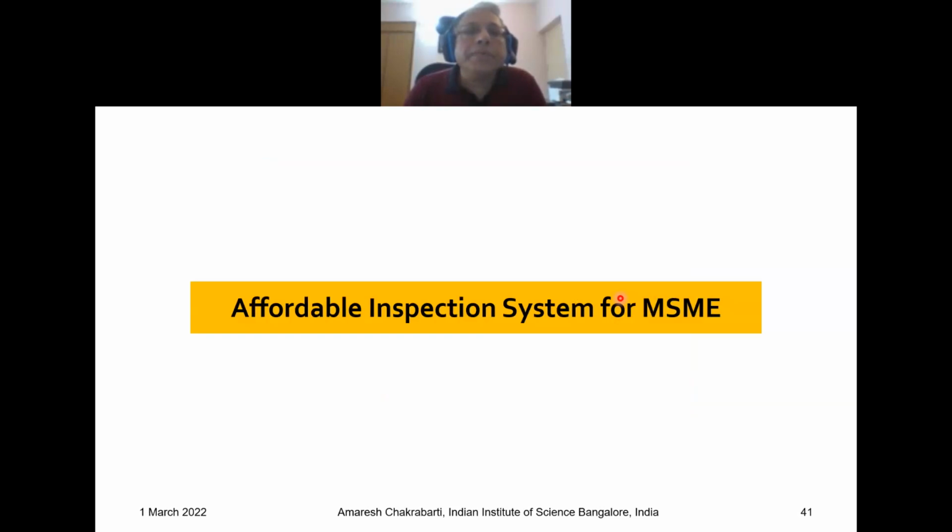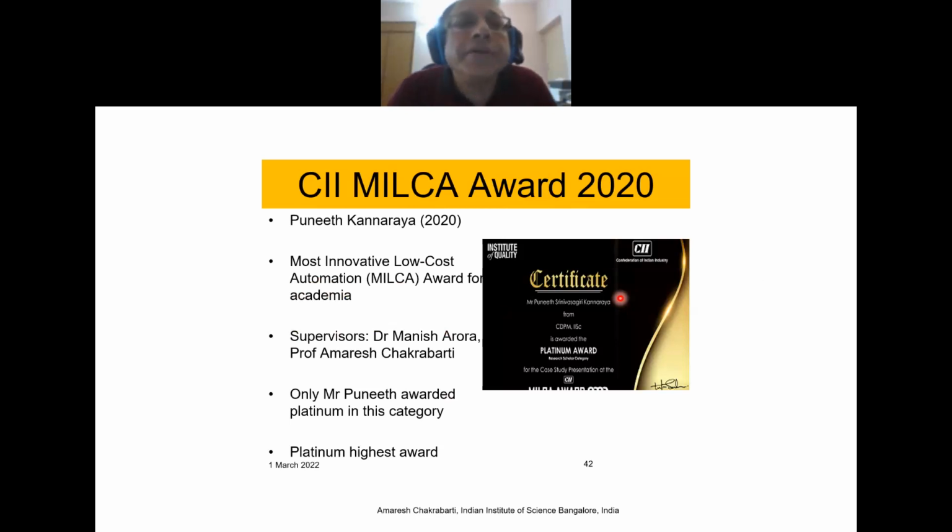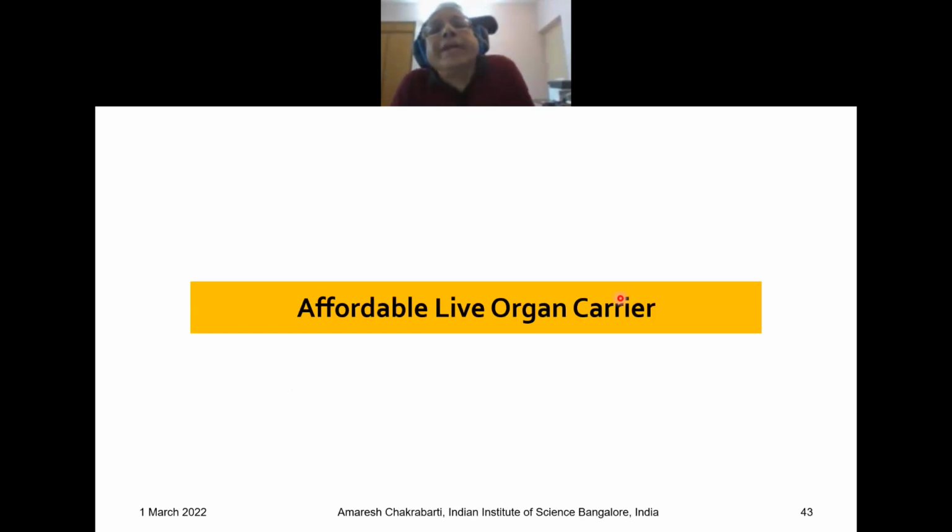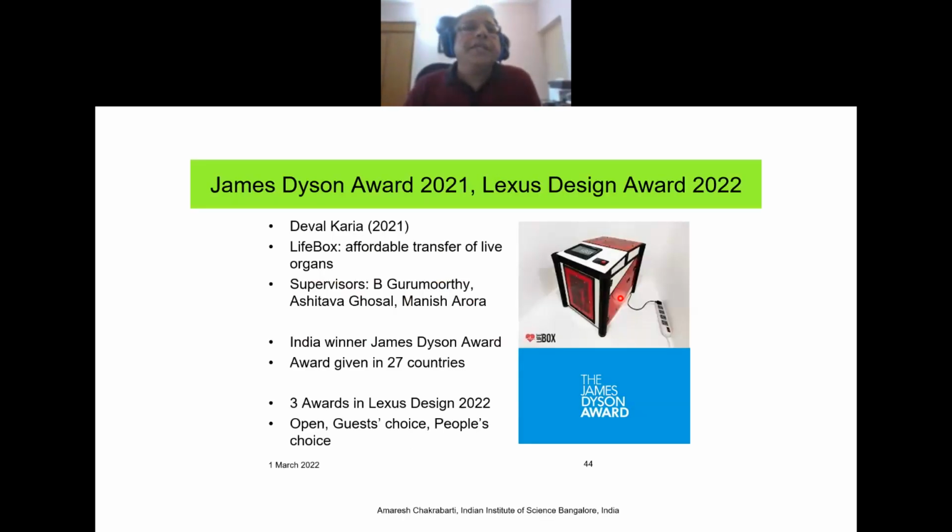And an affordable inspection system for the MSMEs that won the Platinum Award for CII Most Innovative Low-Cost Automation. Essential idea, I'll come to that later on, explain. Finally, the affordable live organ carrier called Livebox that has won the James Dyson Award in 2021 and Lexus Design Award in 2022. So all of these have been innovated.